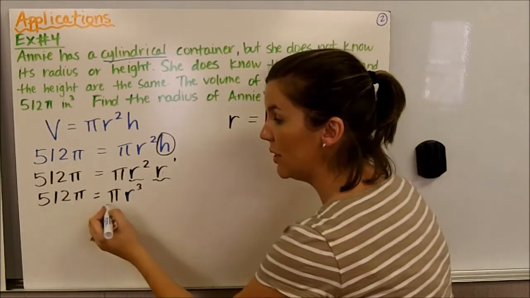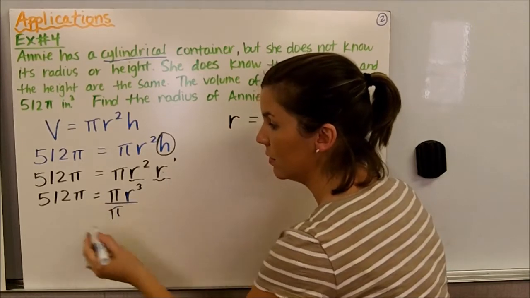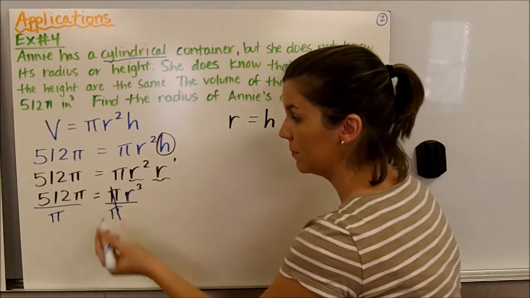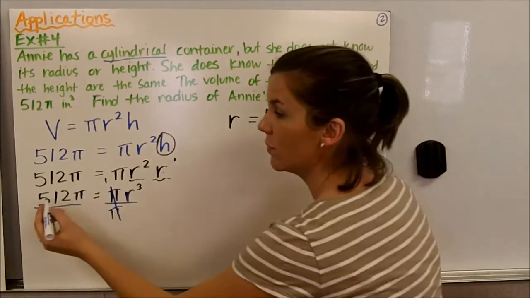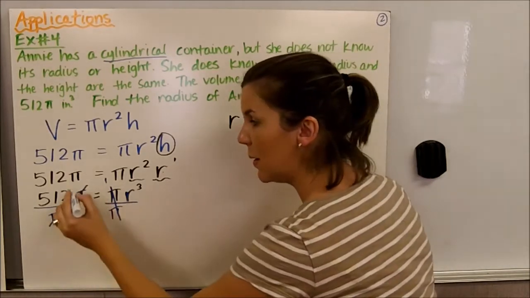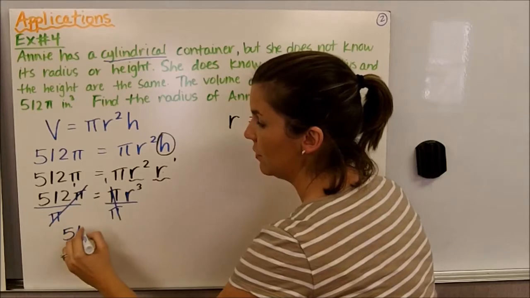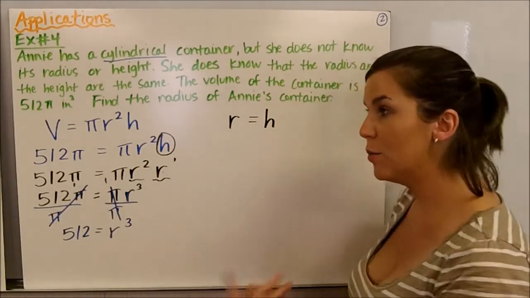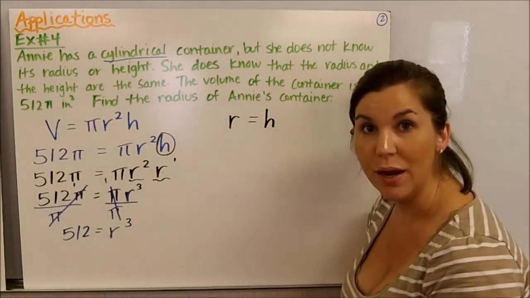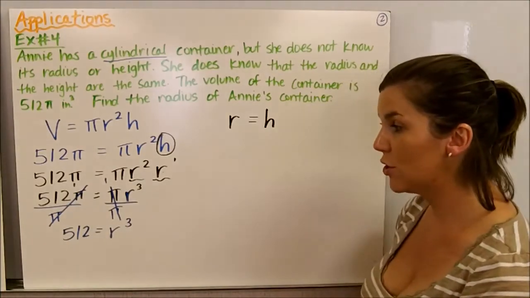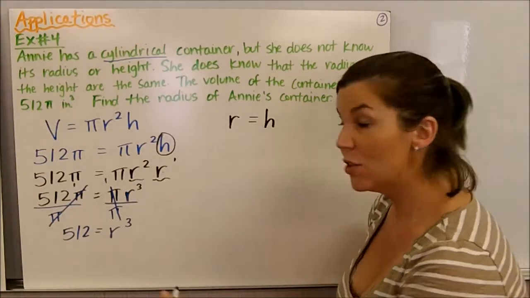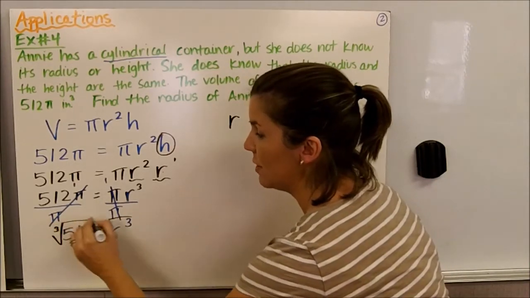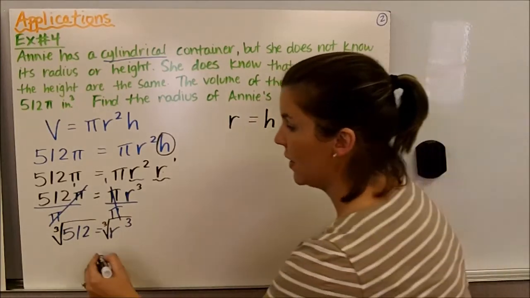All right. So I'm going to need to divide by pi on both sides, because it was r to the third times pi. So that will give me 1 here. 512 pi over pi. Those pi's will also cancel. So on the left side, I'm left with 512, and it's equal to r to the third power. Just as in the previous example, if you have to the second power, the opposite is the square root. If you have to the third power, the opposite is the cube root. So I'm going to take the cube root of r to the third, and I'm going to do the same thing on the left side, the cube root of 512.